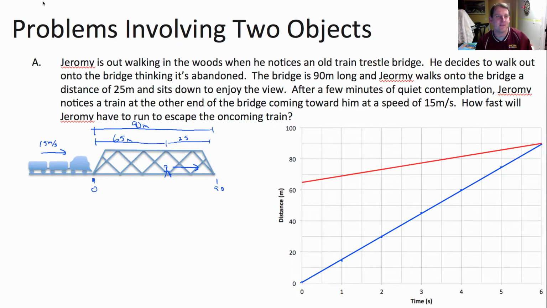So now to find the speed of that, all I have to do is find the rise and the run. And I'll put those two lines in yellow. So that is the run, and that is the rise.